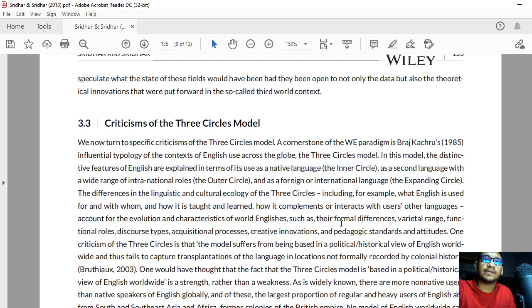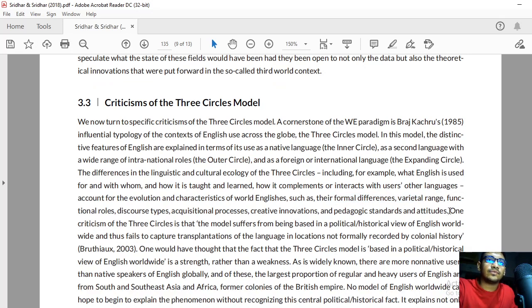Besides these pedagogic standards and attitudes, there are also other differences like acquisitional processes. In Japan and China, English is acquired in a different way. We cannot say that a Bangladeshi study is representative of how a Chinese child learns English as a second language, right? And we also cannot say that it is representative of how an American child learns a second language. So there are significant differences among people in the inner circle, the expanding circle, and the outer circle. These are other differences: evolution, characteristics, varietal ranges.